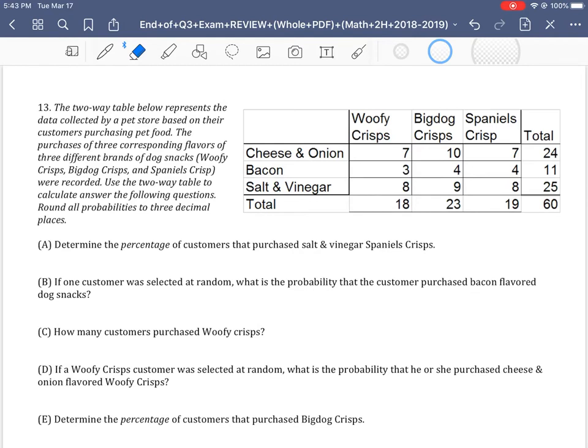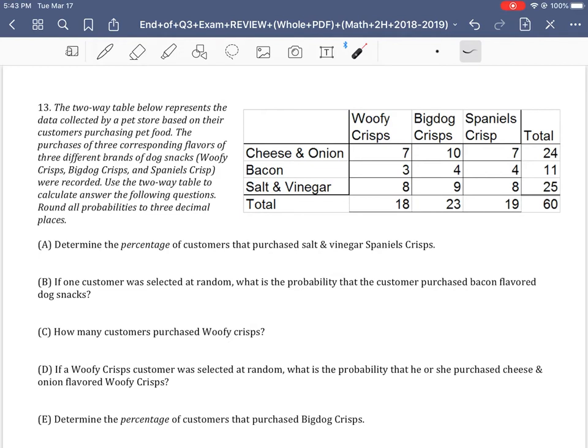food and which flavor of those pet foods they like. So the first question is asking us to determine the percentage. Now this is asking us to round probabilities to 3 decimal places. I know that we've been writing them either as fractions or decimals or percentages, as long as we did so correctly and clearly.